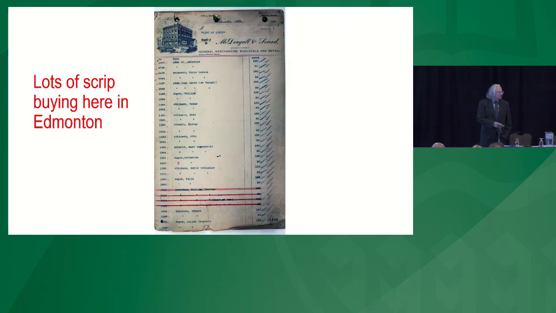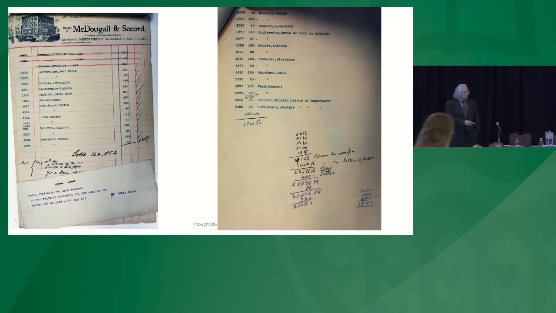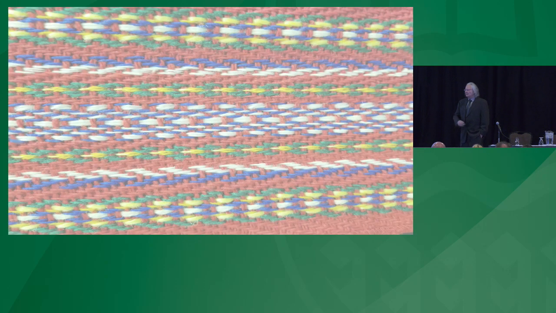Lists. Eh? Lists. The Rondells. Antoine. Remember that name. Tallies. 19,000 acres. 29,000 acres. Okay. That's the background.